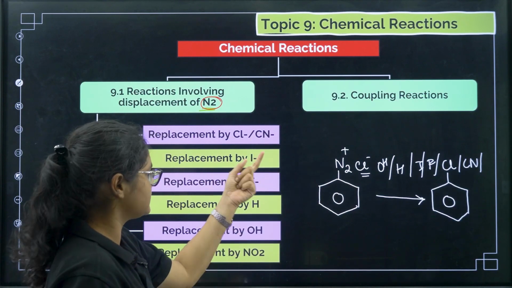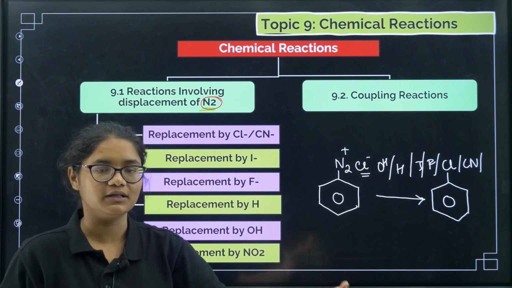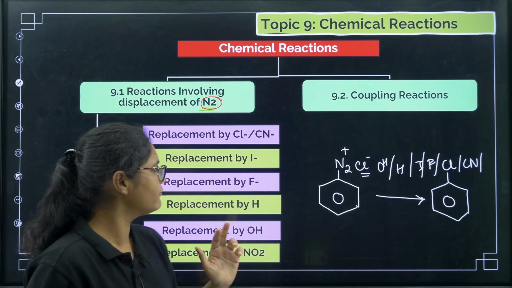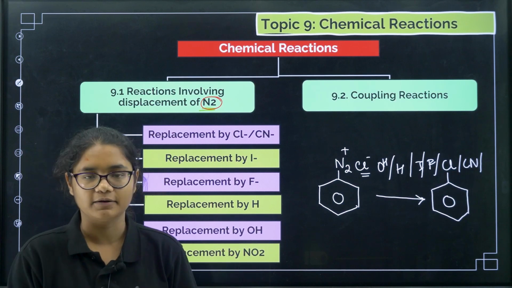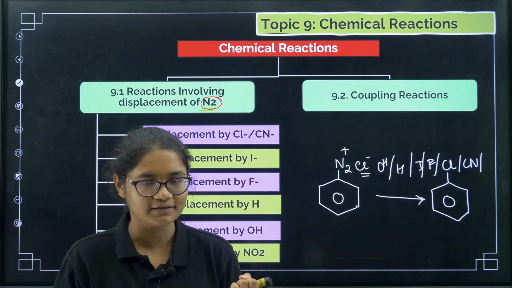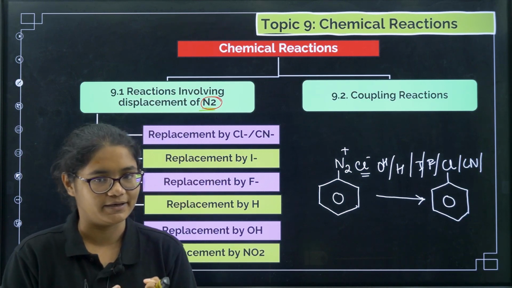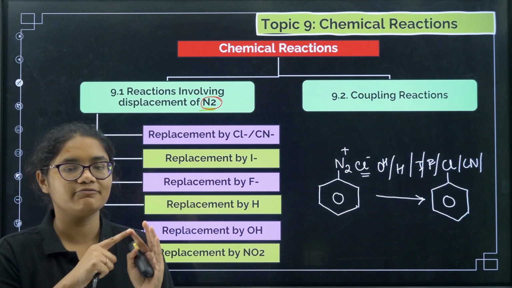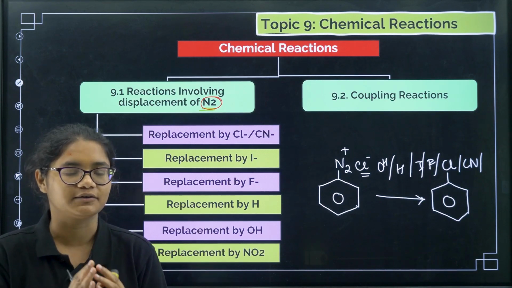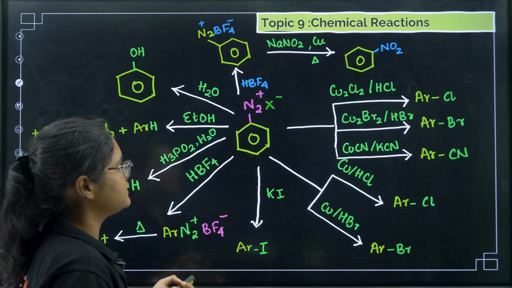Suppose for example I want to add Cl minus, I want to add Cl here, what has to be the reagent required? So that is what we are going to study. So we have 6 types of replacements, right? Replacement by Cl minus or CN minus, replacement by F minus, replacement by I minus. Then you have replacement by H, replacement by OH, and then the last one is replacement by NO2 group. Okay, so now we'll see these reactions.